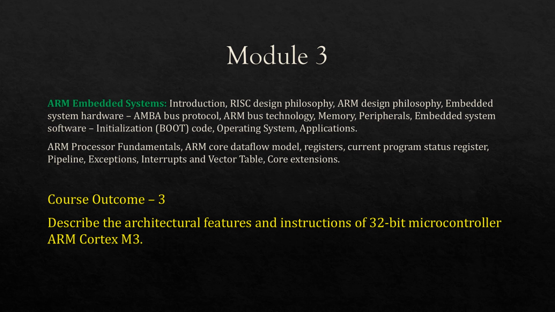It also consists of the ARM processor fundamentals: ARM core data flow model, registers, what are the current program status registers, pipeline, exceptions, interrupts for the ARM embedded system and vector table, and also the core extensions. The course outcome for Module 3 is to describe the architectural features and instructions of the 32-bit microcontroller, which is ARM Cortex M3.